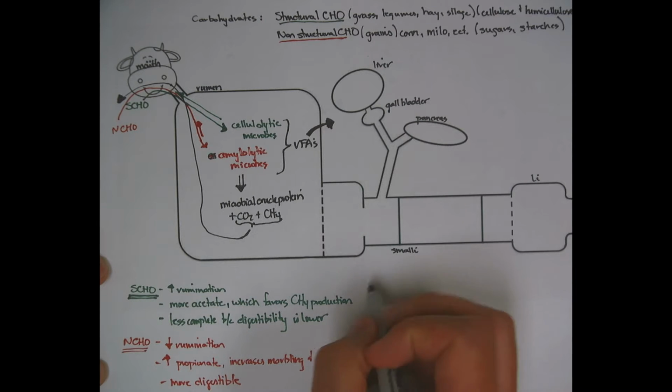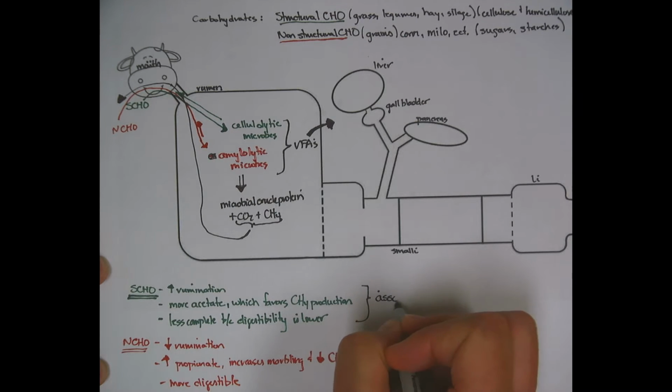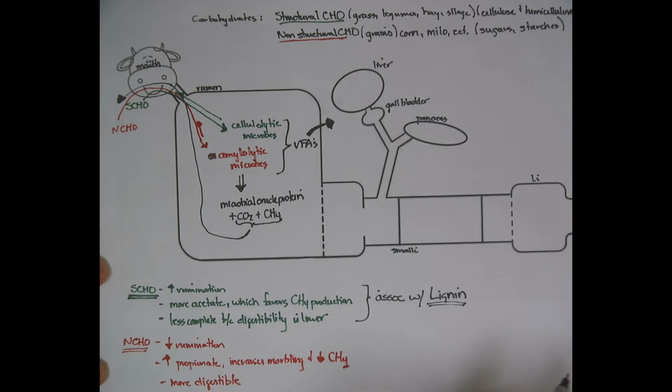An additional thing about structural carbohydrate is they tend to be associated with lignin. Lignin is not a carbohydrate, it's a phenolic polymer, but it tends to be associated with hemicellulose and cellulose, and the presence of lignin really decreases digestibility. You'd be most familiar with lignin being present in wood, and there's nothing that really digests lignin in the cow's rumen. So lignins are a real negative for digestibility.